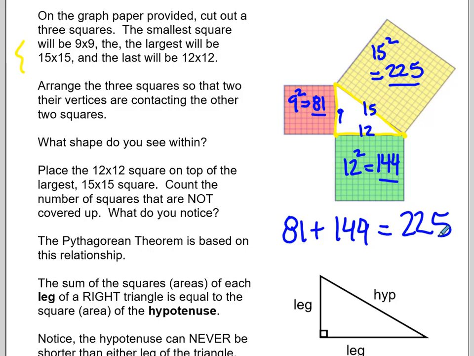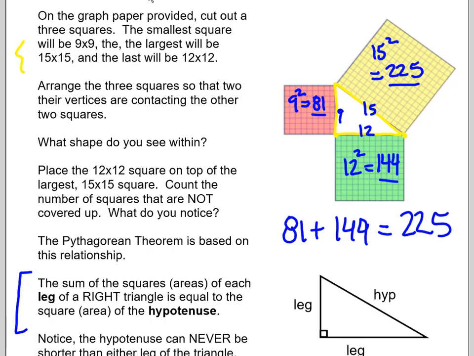This is something that we call the Pythagorean Theorem. It does not work with just the single side lengths, but it does work with the squares of the side lengths. And this is how it goes: the sum of the squares, or the areas, of each leg of a right triangle is equal to the square, or the area, of the hypotenuse.